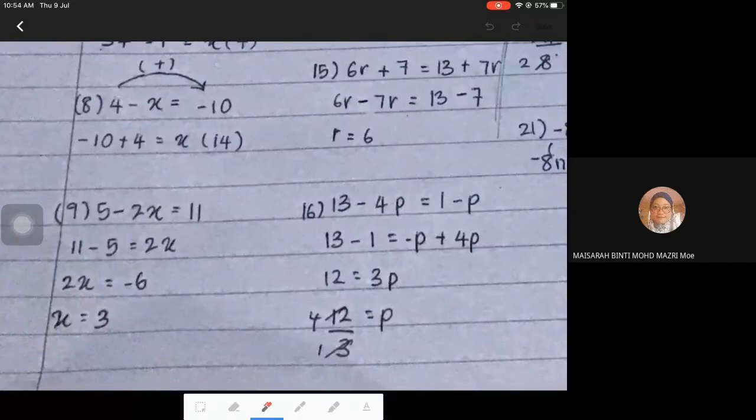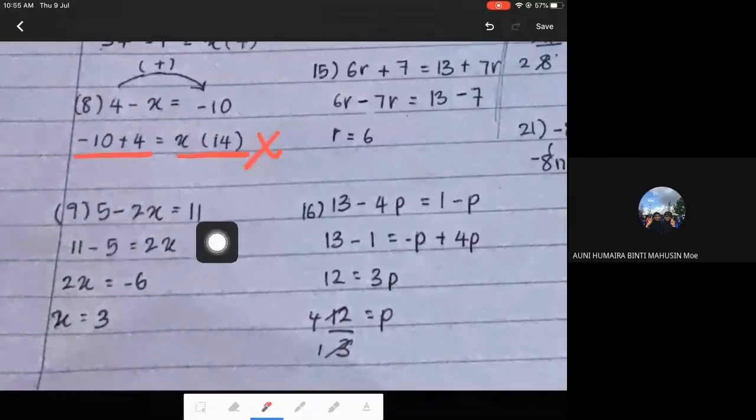Ini siapa ni? Number 8 siapa? Auni. Okay, tak apa. Tengok sini. Ni salah ni. And then ini pun tak boleh jadi multiply. x multiply 14. Okay, never mind. We check number 9.